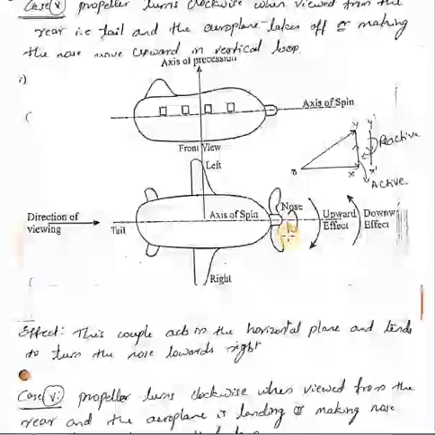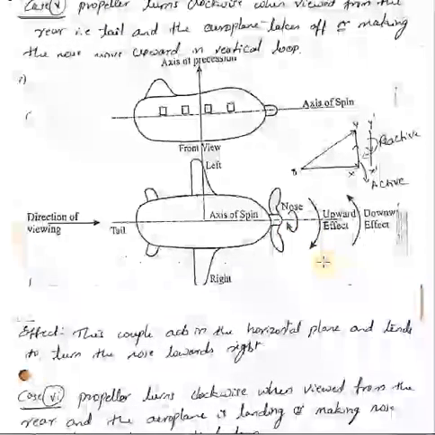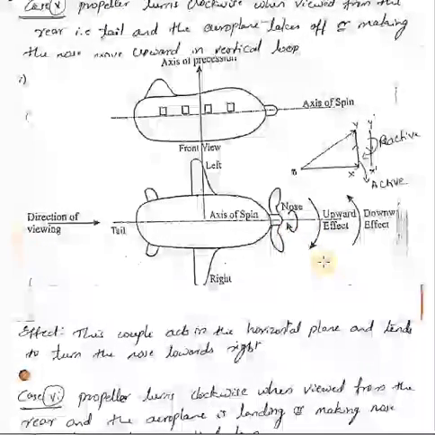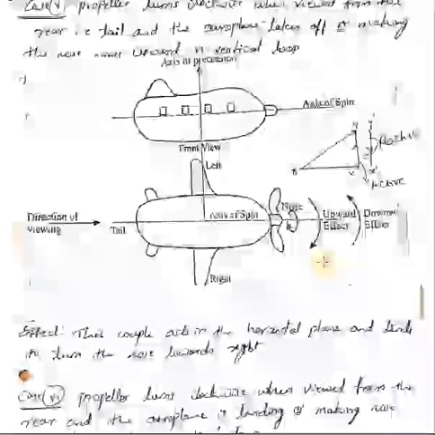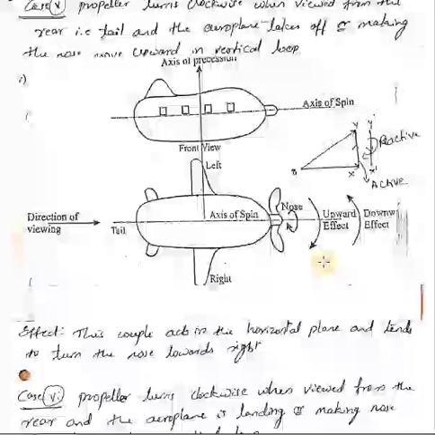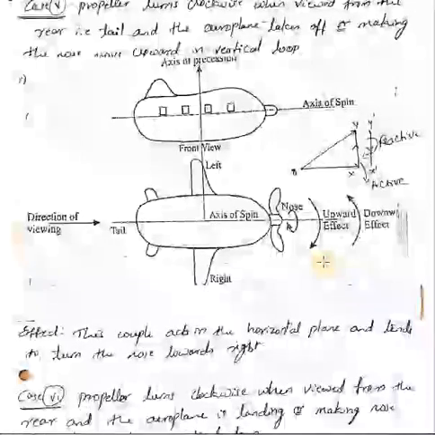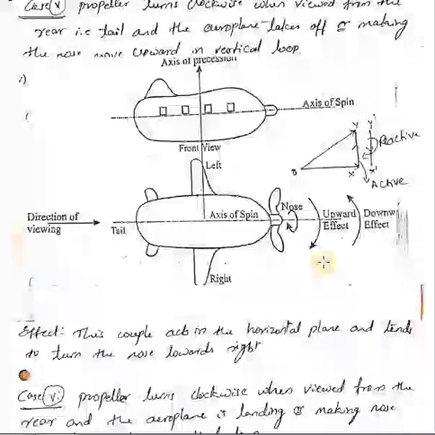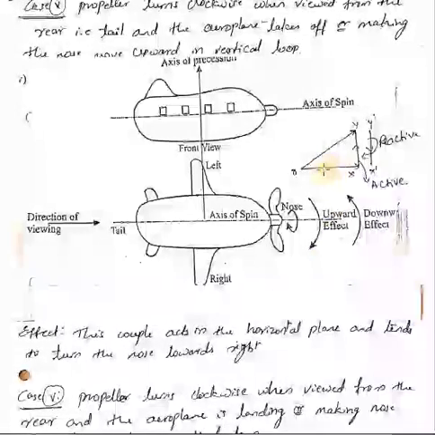In the previous cases, we were taking a turn to the left and right. But in this case, it is for the takeoff of the aeroplane. Again, when you are looking from the rear end, the direction of the propeller is clockwise and the aeroplane is taking off. So what will be the effect at that time? We will come to know that effect after drawing this angular momentum vector diagram.